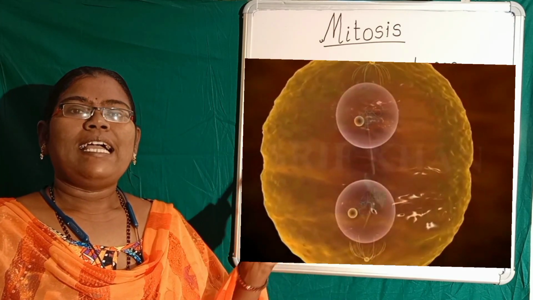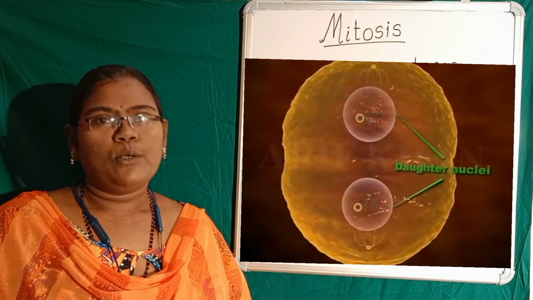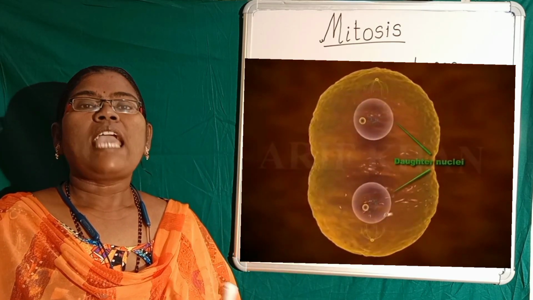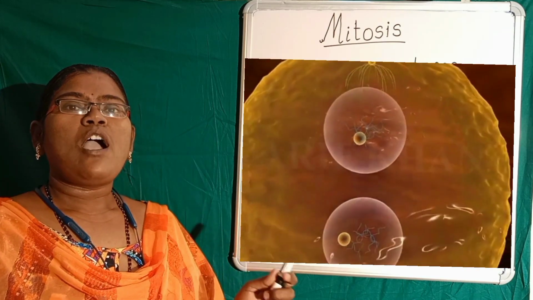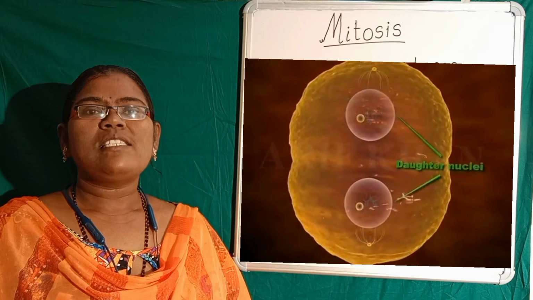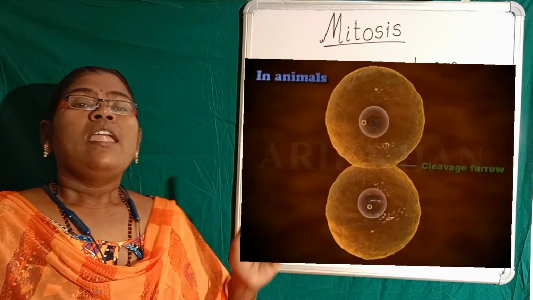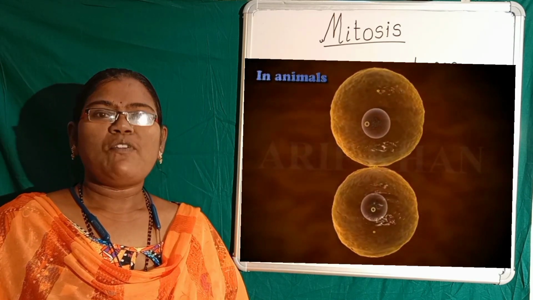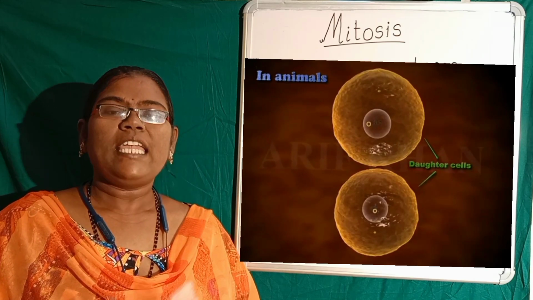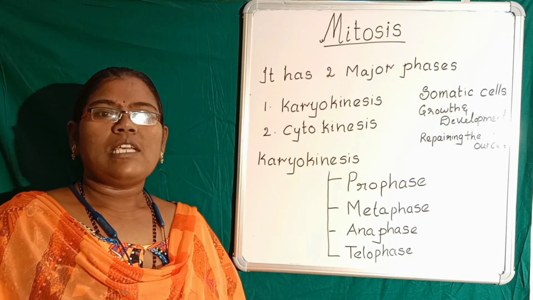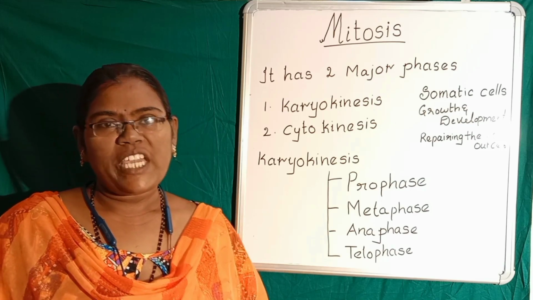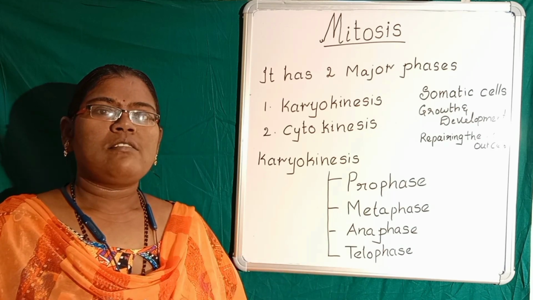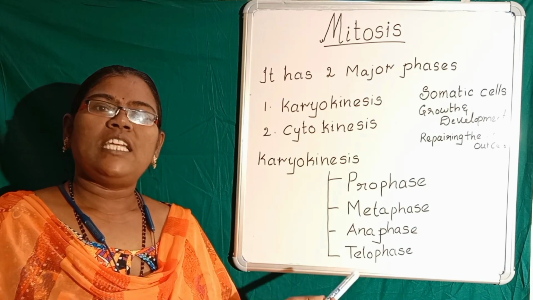Karyokinesis: karyo means nucleus. Here, the division of the nucleus we call karyokinesis, and the division of the cytoplasm we call cytokinesis. Coming to karyokinesis, the nucleus divides and forms two daughter nuclei in this process. It has four major phases: prophase, metaphase, anaphase and telophase.